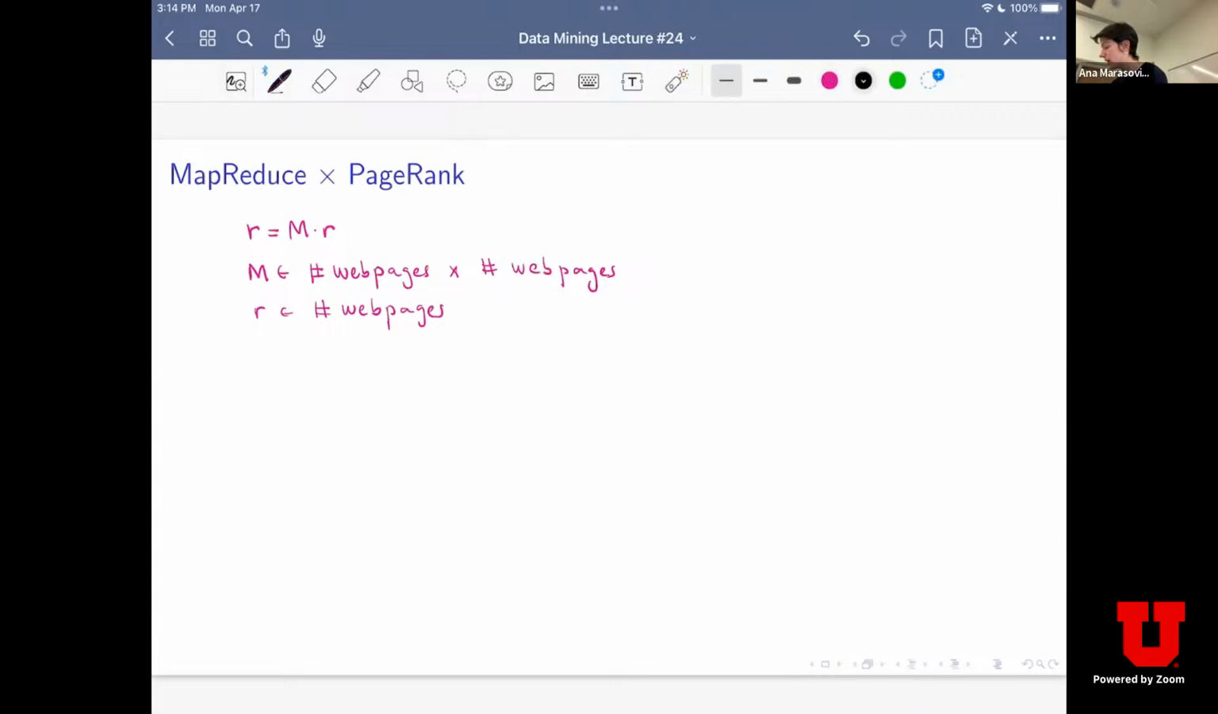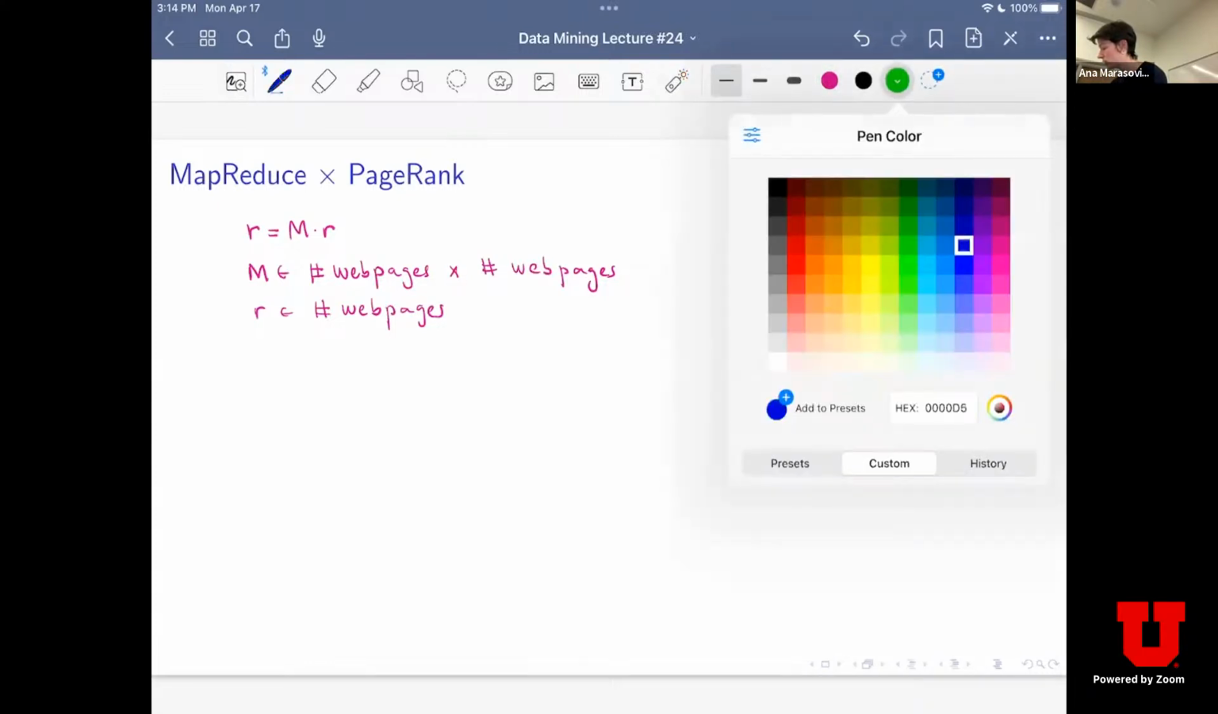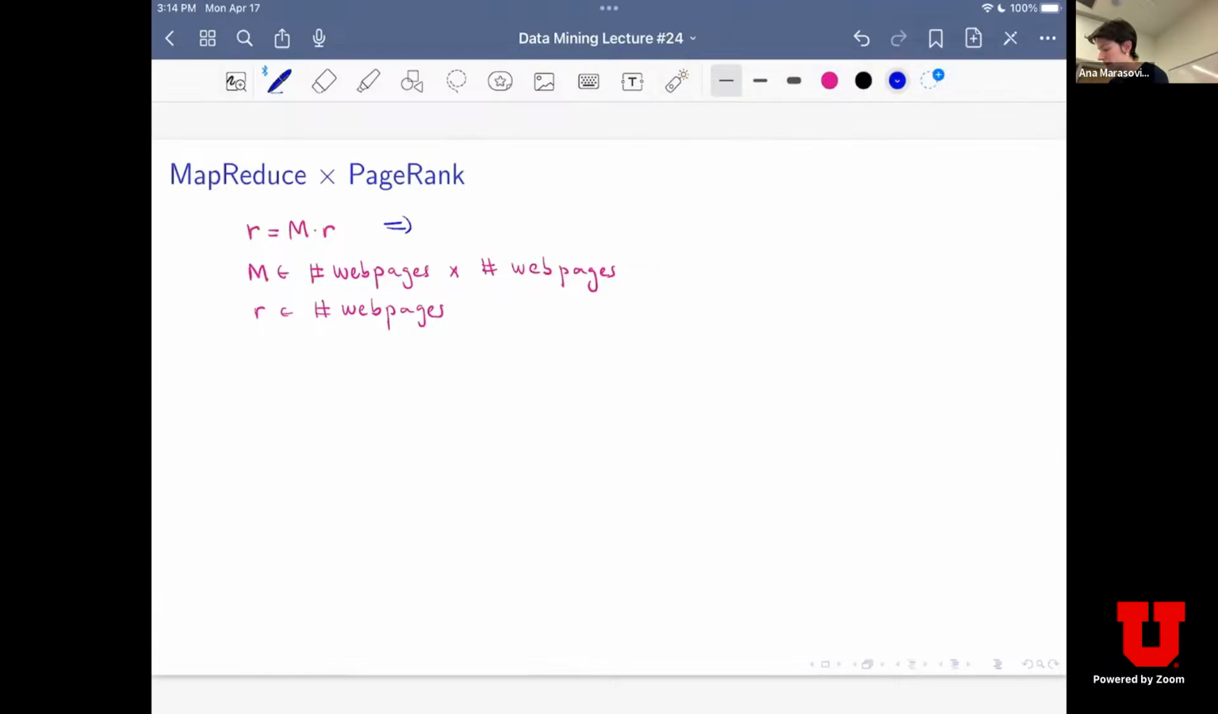And let's see how. The ith element of the PageRank vector R is obtained by taking the ith row in our matrix M and multiplying that ith row with the entirety of our vector R, right? That's how we get the ith value in the new vector.